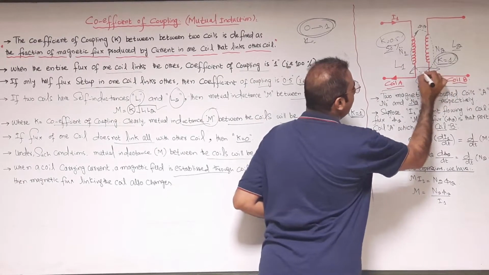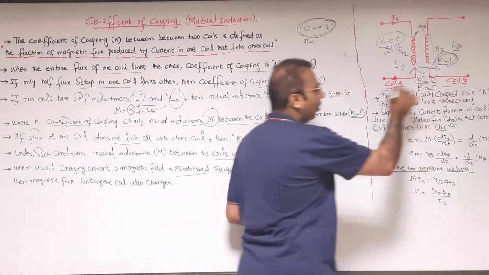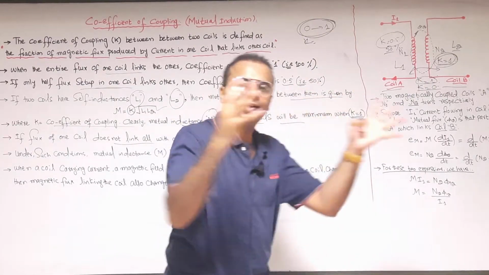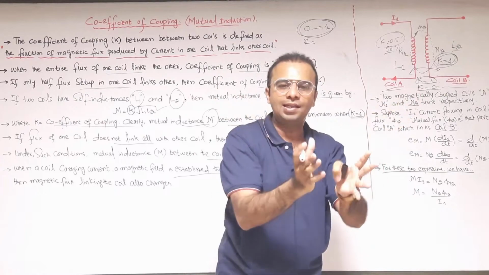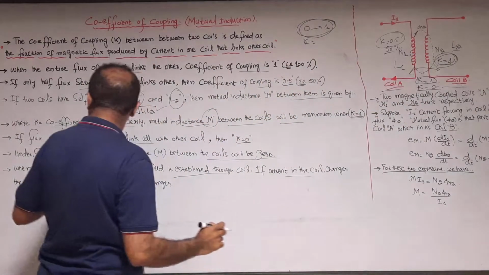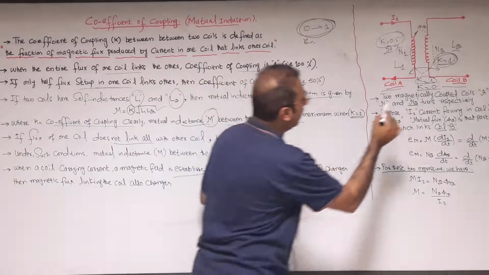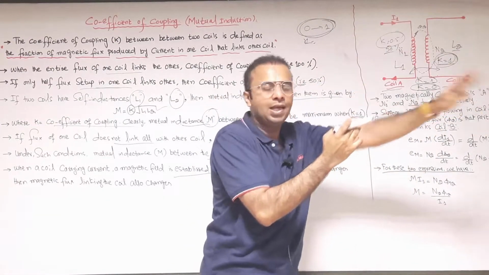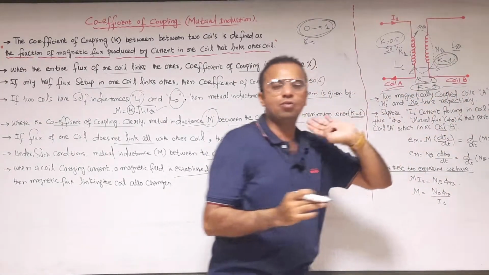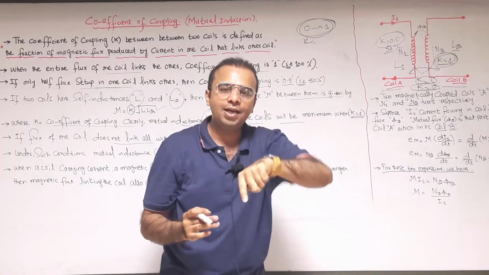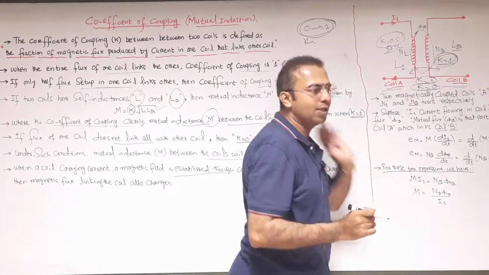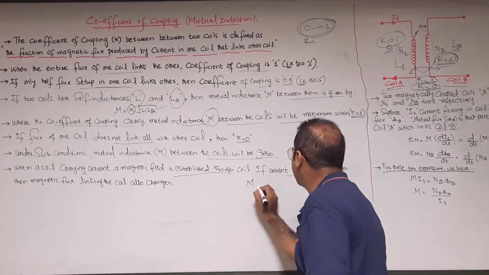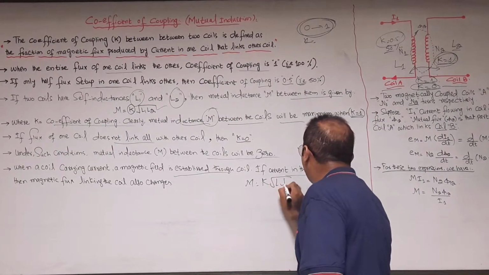equal to 1, the mutual inductance between the two coils is the maximum one, because both coils are tightly magnetically coupled. But whenever the coefficient of coupling means the flux does not link with another coil, then the value of k is equal to 0, and in that condition the mutual inductance value will be equal to 0. Why? Because from the simple expression M is equal to k under root L1 and L2.